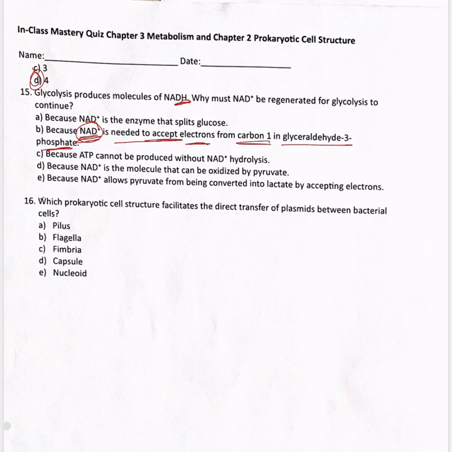Which prokaryotic cell structure facilitates the direct transfer of plasmids between cells? That's the pilus, sometimes called the sex pilus, as we talked about in class, because this is like the mating of the bacteria. And that's it.